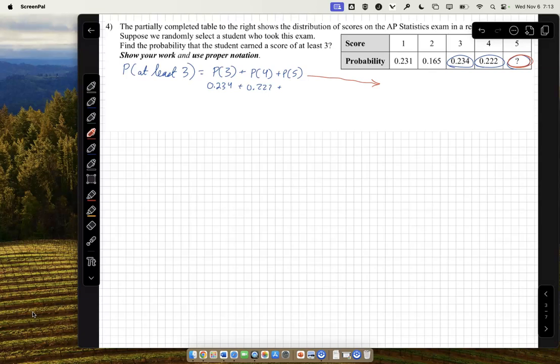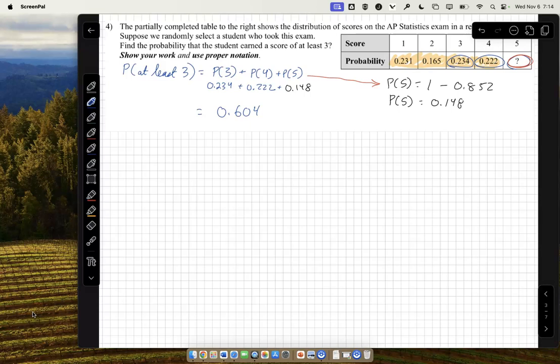To find the probability of a 5, I can see that this entire thing should be a legitimate probability model. So if I find the sum of these numbers right here, add all those together, and subtract that from 1, now when I add them all together, I get 0.852. I can see the probability of a 5 then is going to be 0.148. So I can add that in. When we have all of that, we add them all together, and we get 0.604.